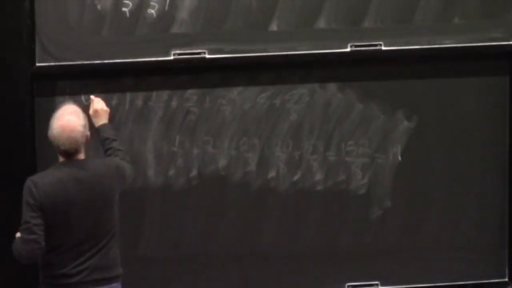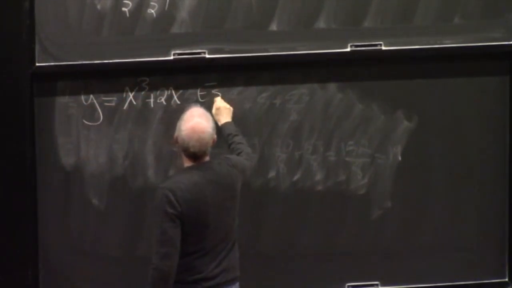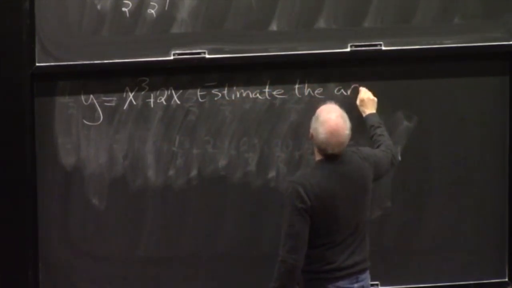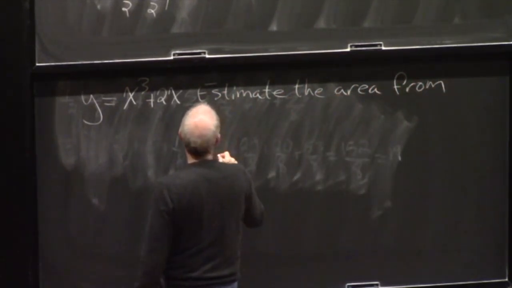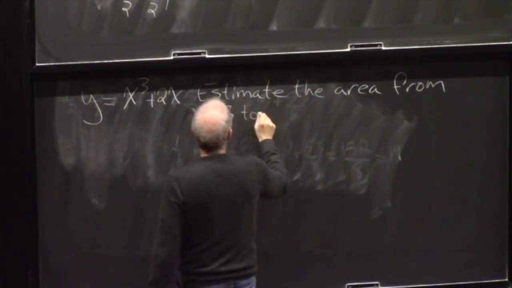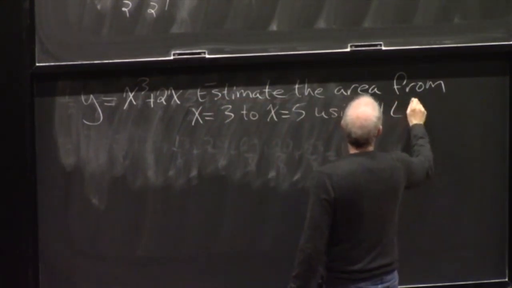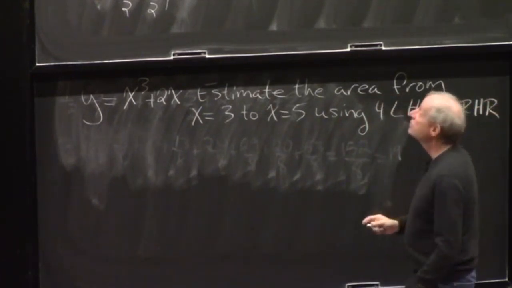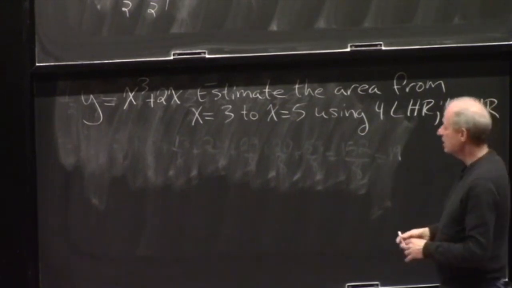So if I give you, so we're going to estimate the area from x equals 3 to x equals 5 using 4 left-hand rectangles and 4 right-hand rectangles. I only want you to set it up. I just want you to show that you can find the correct pieces. Don't try to calculate it. I don't care what it comes out to.